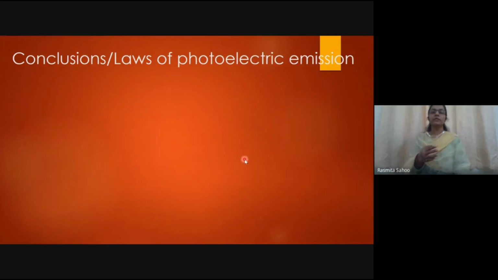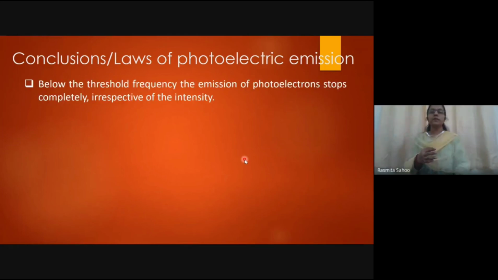So we'll just conclude the laws of photoelectric emission. Below the threshold frequency, the emission of photoelectrons stops, because we have seen that below it the current will be zero. So below the threshold frequency, the emission of photoelectrons stops completely, irrespective of the intensity. Though we change the intensity, the threshold frequency, w/h, depends on the work function of the material, not on the intensity. So it remains constant irrespective of the intensity.